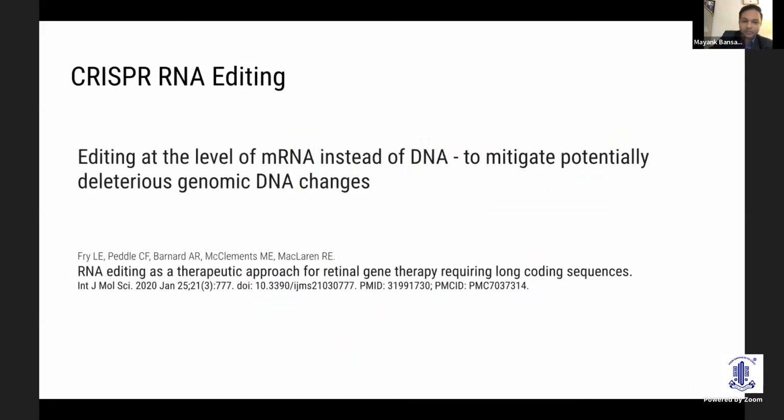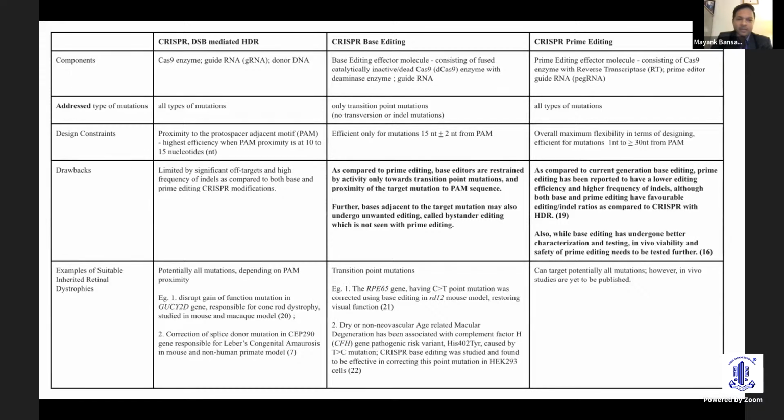That said, the challenges are that it can also cause a lot of off-target effects. So therefore, there has been a movement towards CRISPR RNA editing, wherein you are able to edit at the level of mRNA instead of the DNA to mitigate deleterious genomic DNA changes. Right. I think that broadly summarizes all of it.